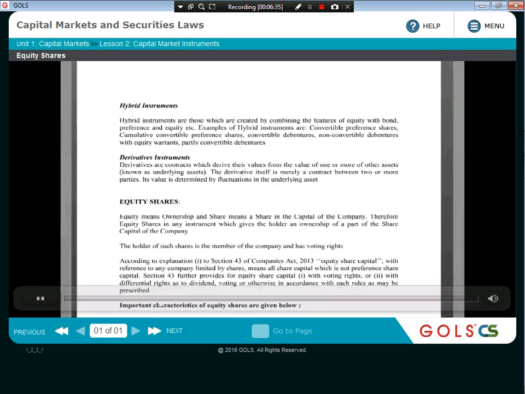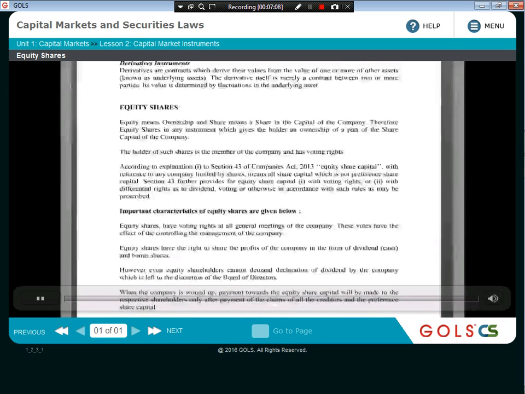You see Companies Act section 43: equity share capital with reference to a company limited by shares means all share capital which is not preference share capital. So anything which is not a preference share capital is called equity share capital. That is the definition given by the Companies Act. Now the section also further says that equity share capital can be issued with voting rights or differential voting rights. The voting rights can be same for all or it can be different for different classes of holders, but there has to be voting rights. If you don't have voting rights, then it's not necessarily an equity share.